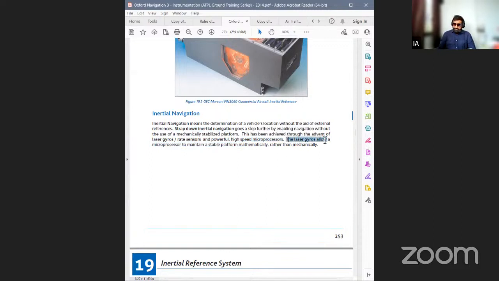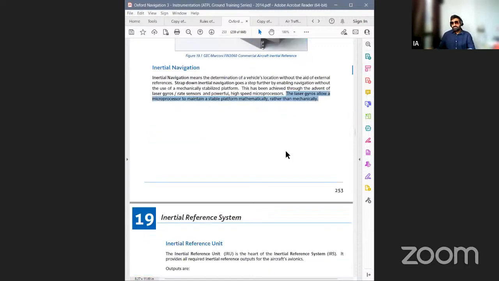The difference between the integrating gyroscope of INS and ring laser gyro of IRS is that the stable platform is achieved not mechanically but through mathematical calculations. So the data from the ring laser gyro when the aircraft is moving will be sent to certain computers, microprocessors, and then mathematically corrections will be made where platform stability would be derived mathematically. So that is the advantage.